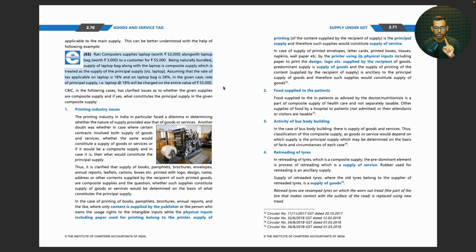I was having a big open loop about this retreading thing. Now let me quickly tell you what insight I got. Now let's say there is a tire. I am a tire mechanic. You are a customer and you have an old tire.